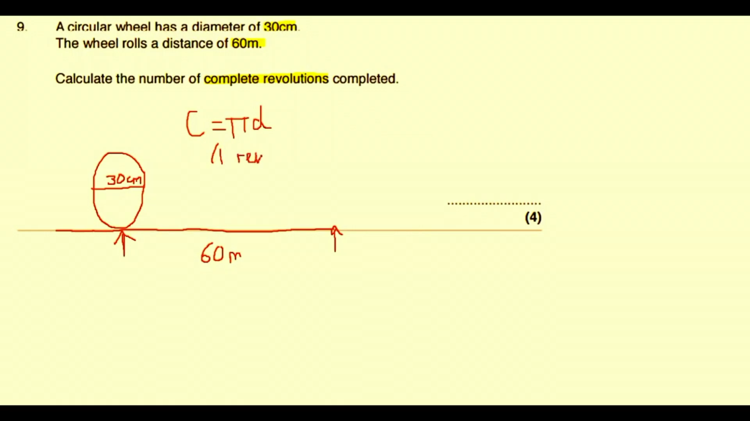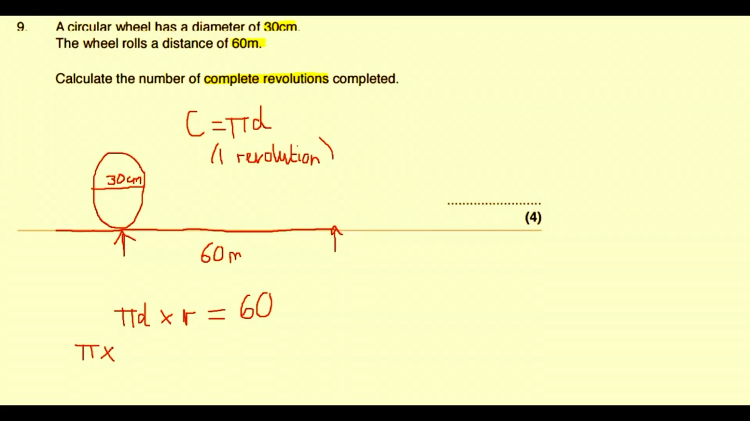We want to work out what we need to multiply pi d by to get to 60 metres. So I'm going to say pi d multiplied by r, where r represents the revolutions, is equal to 60. And the idea of this question is to work out what r is equal to. So I'm going to rewrite this equation, and this time I'm going to substitute d for the value we have for the diameter, which is 30.